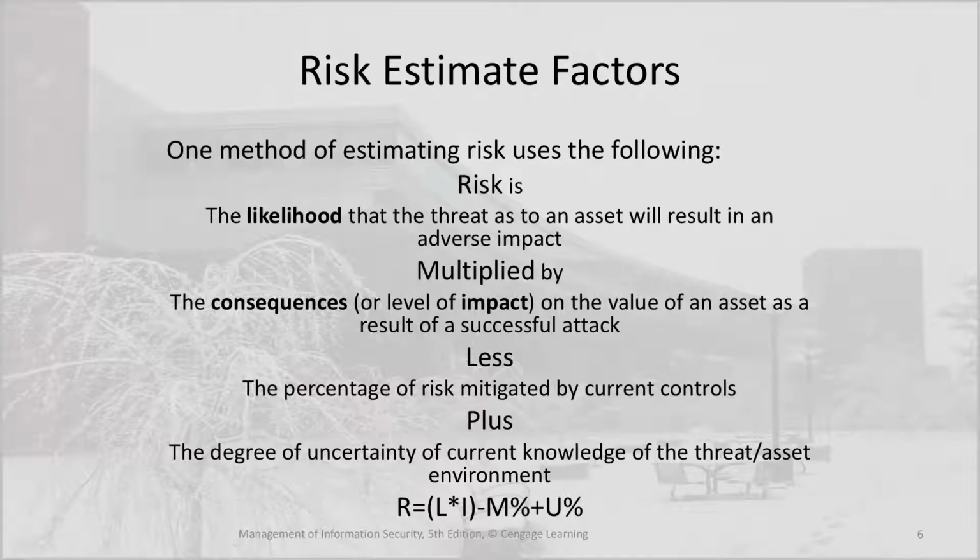One method of estimating risks uses the following formula. Risk is the likelihood that the threat to an asset will result in an adverse impact, multiplied by the consequences or level of impact of the value of an asset as a result of a successful attack, less the percentage of risk mitigated by current controls, plus the degree of uncertainty of current knowledge of the threat asset environment.